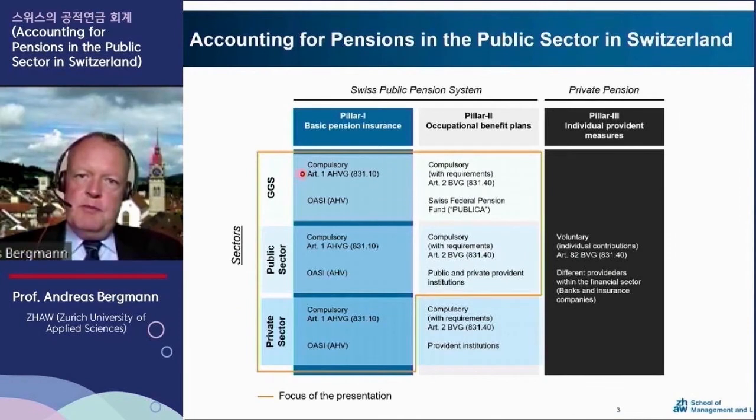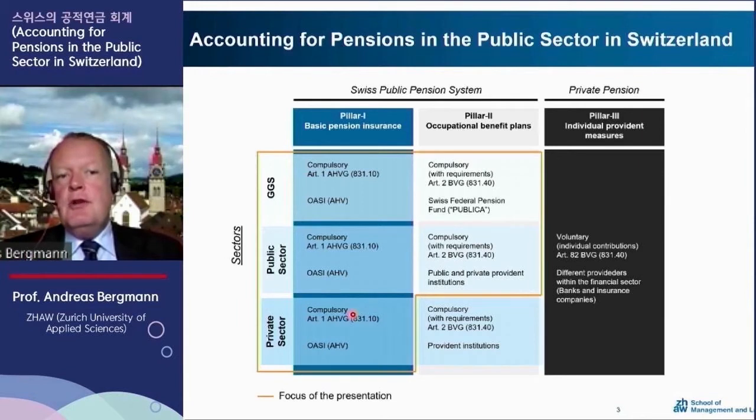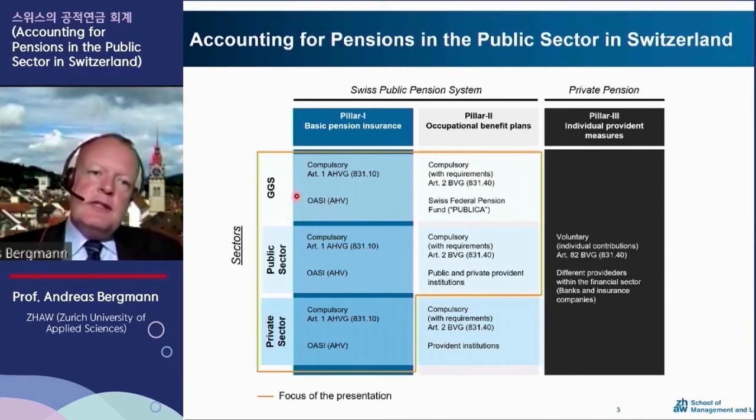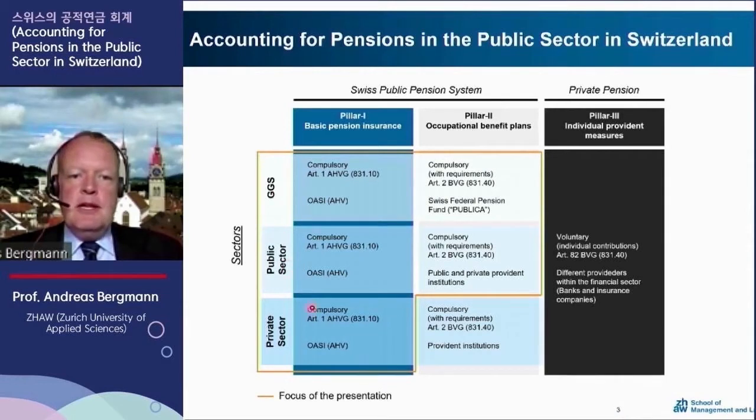The Swiss pension system is a three-pillar system. We have three pillars, which you can see here vertically. That's pillar one, which is a basic pension. It's a general scheme for the entire population. So it really doesn't matter whether you are employed in the general government sector, in the wider public sector, in the private sector, or even if you're not employed at all, you will still be part of that pillar one, the basic pension insurance.